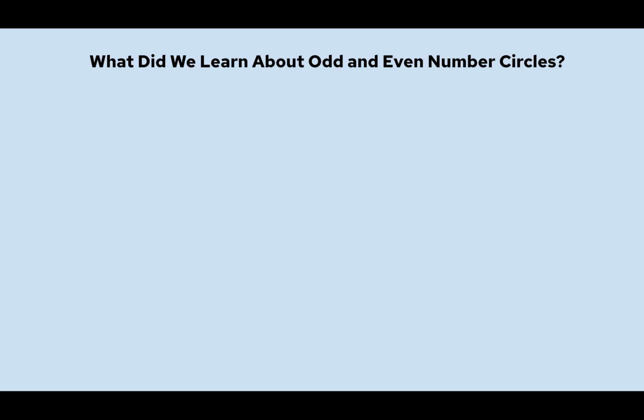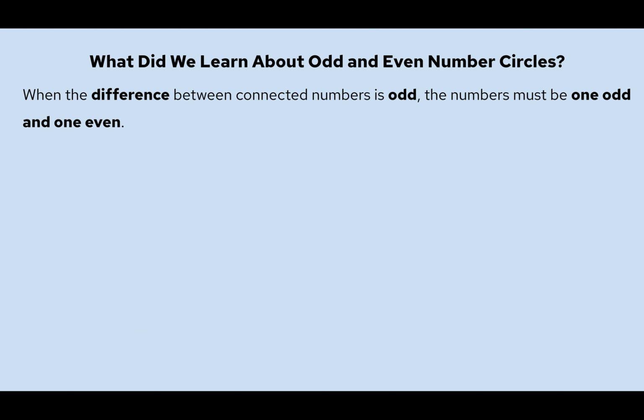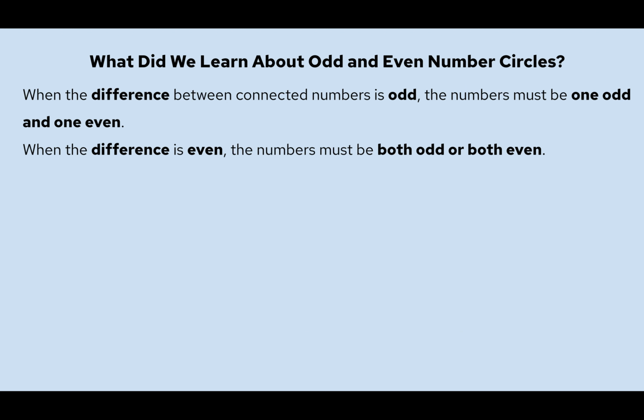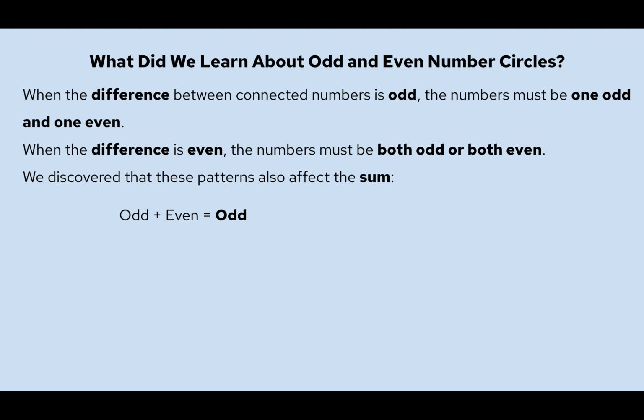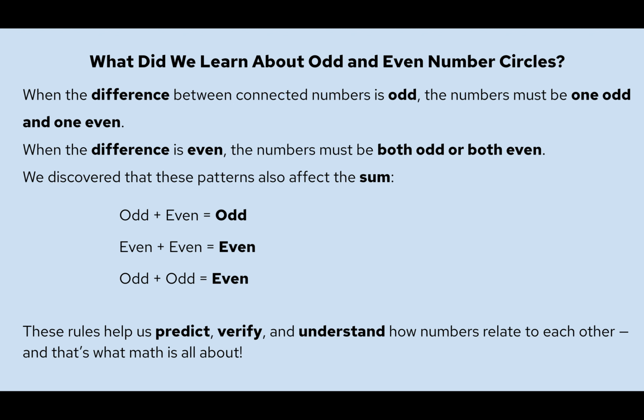So what did we learn about odd and even number circles? Well, when the difference between connected numbers is odd, the numbers must be one odd and one even. And when the difference is even, the numbers must be both odd or both even. We discovered that these patterns also affect the sum. Odd plus even equals odd. Even plus even equals even. Odd plus odd equals even. These rules help us predict, verify, and understand how numbers relate to each other. And that's what math is all about.